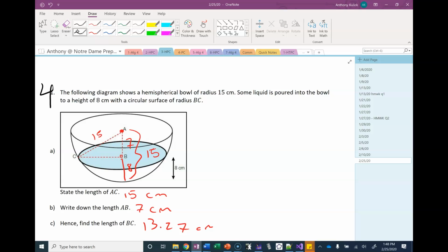Yes, Meg? I know 7. Well, the radius is 15, and we're told the water's at a height of 8. So 15 minus 8 is 7. See, we're told that right there. Drew. 41.6. Sure.